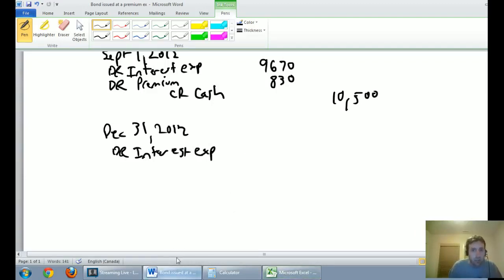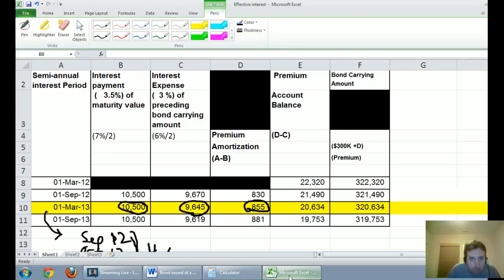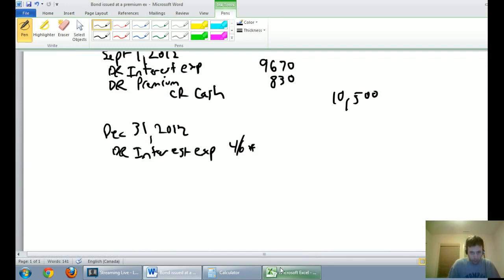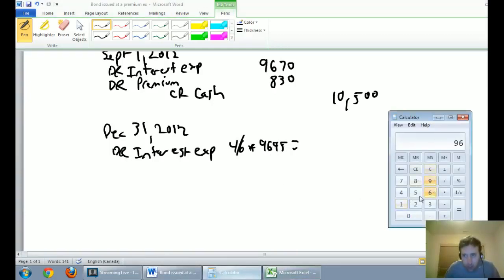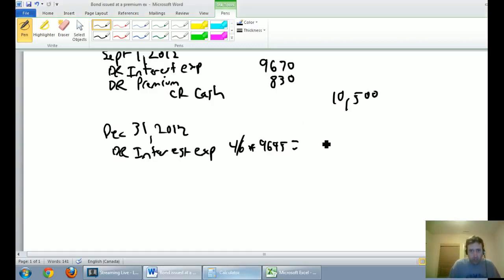Debit interest expense by 4/6 of 96.45. That was our interest expense. So 4/6 of 96.45 equals, let's find out, 9645 times 4 divided by 6. 6430. Oh, I love it when I get even numbers. 6430. Don't have to worry about rounding. Next.